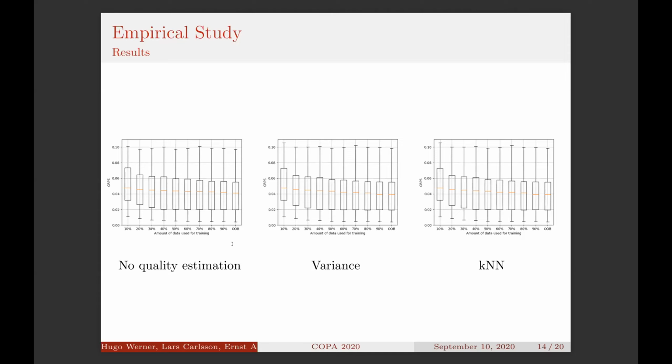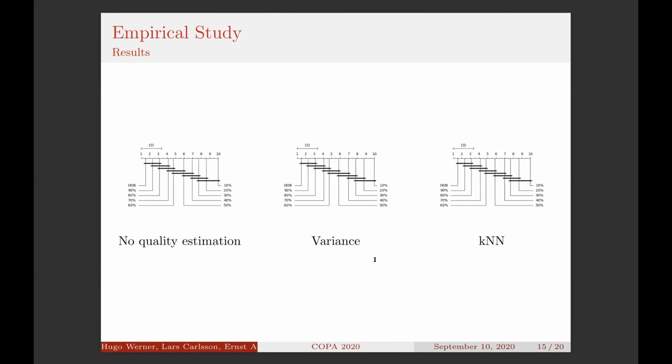But the overall trend is that the more data we use, the better the underlying model will be, and the better the performance of the SCPS will be. Even though there's quite a large amount of variance, and there's a big spread in the results. So we went ahead and actually tried to evaluate this. So we did a Friedman test, and then the Nemenyi test, where the output is here.